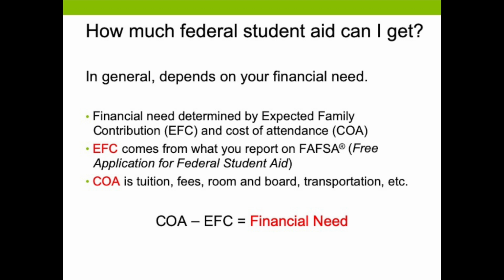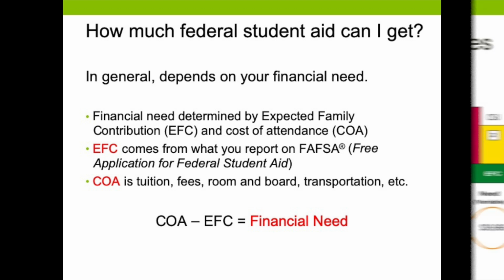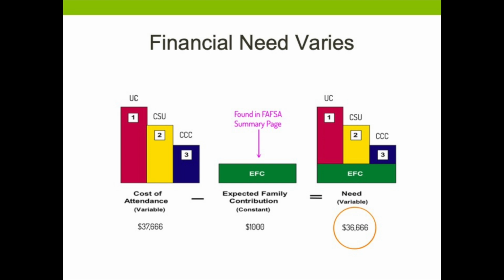They take your expected family contribution and subtract that from their total cost of attendance. And as a reminder, that EFC, the expected family contribution, can be found in the summary page of your FAFSA. And also think back to part one, where we learned that the cost of attendance varies by institution. So let's now take a look at a few examples.